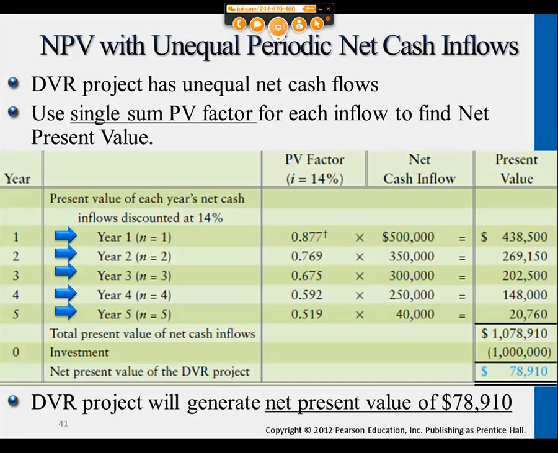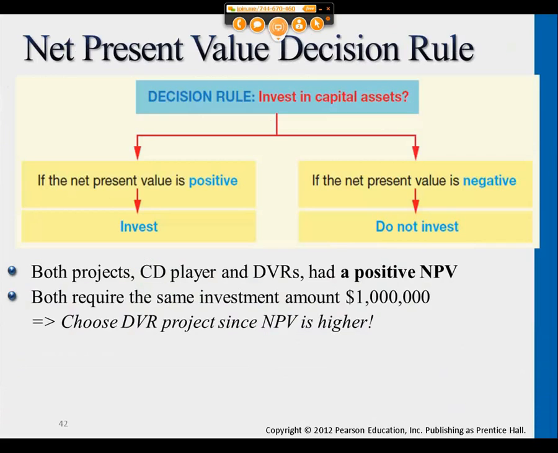What I'm going to do next, I'll try to make a decision. Okay, so I calculated some numbers. Now I need to make a decision whether I'm going to invest or whether I'm not going to invest. So the decision rule, invest in capital asset, goes this way. If the net present value is positive, then I will invest. And if my net present value is negative, then I will not invest.